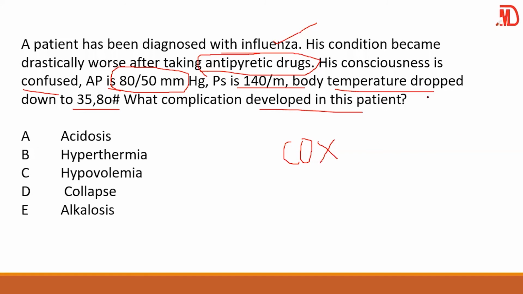Although the patient's consciousness is confused, he doesn't know where he is. That means he's lost, completely lost. So this person could be developing what? A collapse, or could have. Yeah, the complication is what? Collapse. So here we are thinking of collapse as the mechanism or the complication of taking the antipyretic drug. The antipyretic drug. All right.